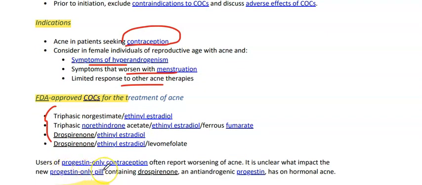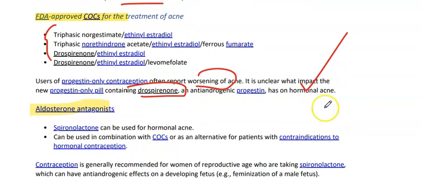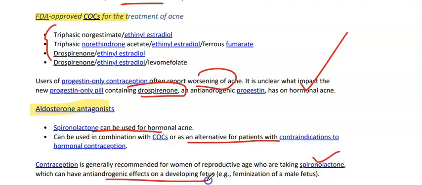Users of progestin-only contraception often report worsening of acne. It is unclear what impact the new progesterone pill containing drospirenone, an anti-androgenic progestin, has on hormonal acne. Then we have aldosterone antagonists. Spironolactone can be used for hormonal acne, in combination with a combined oral contraceptive pill or as an alternative for patients with contraindication to hormonal contraception. Contraception is generally recommended for women of reproductive age who are taking spironolactone, which can give an anti-androgenic effect on the developing fetus, like feminization of a male fetus.